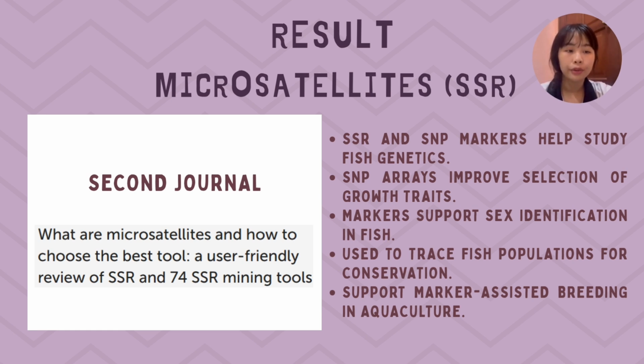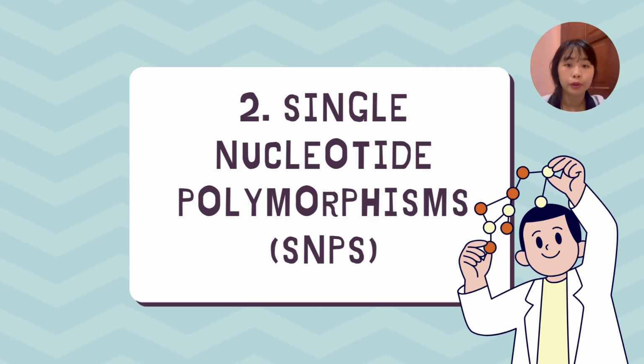So we will go to the second journal, which is what are microsatellites and how to choose the best tool, a user-friendly review of SSR and SSR mining tools. The first is SSR and SNP markers help study fish genetics. The second point is SNP arrays improve selection of growth rate, and the third is markers support sex identification in fish. The fourth point is used to track fish populations for conservation, and the last point is support marker-assisted breeding in aquaculture.